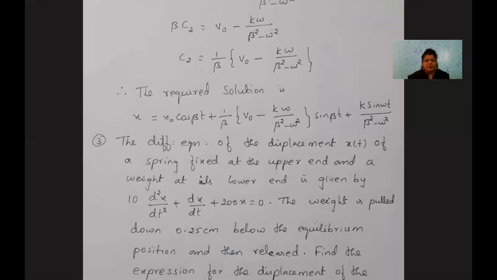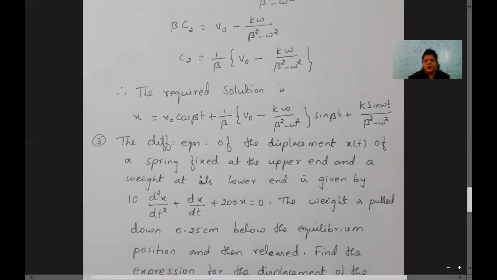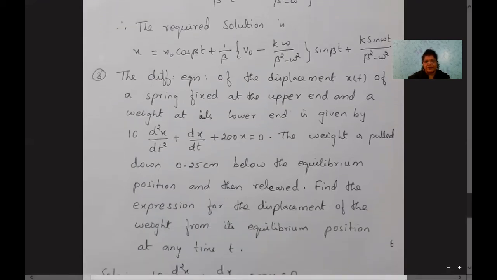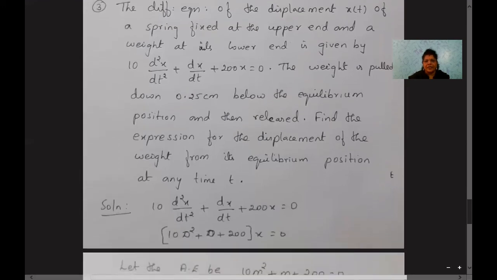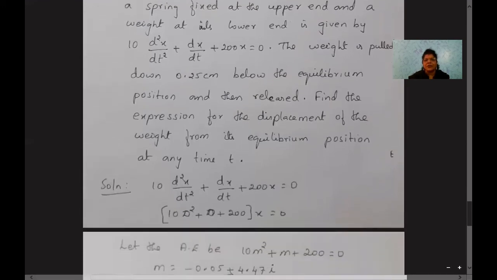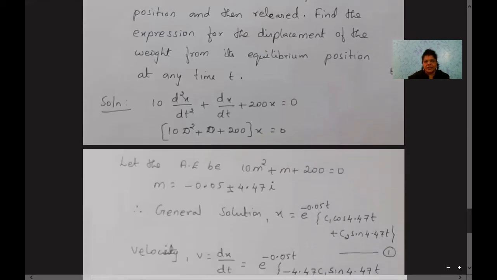What is the third problem? The differential equation of the displacement x of t of a spring fixed at the upper end and the weight at its lower end is given by the equation 10 d square x by dt square plus dx by dt plus 200x is equal to 0. The weight is pulled down 0.25 centimeter below the equilibrium position and then released. Find the expression for the displacement of the weight from its equilibrium position at any time t.